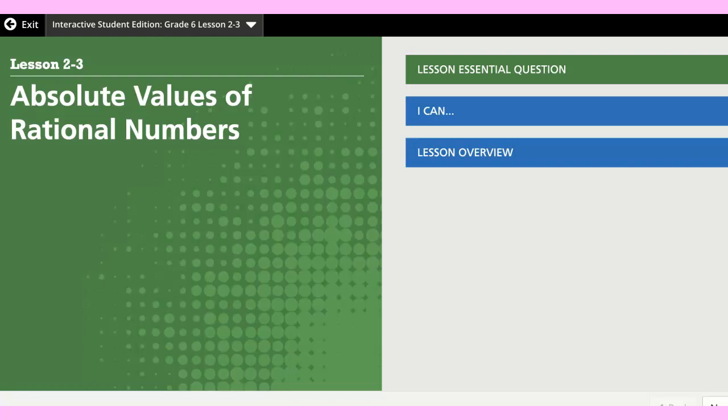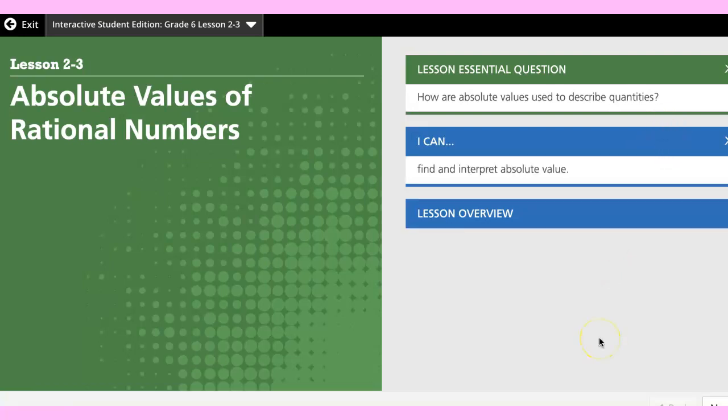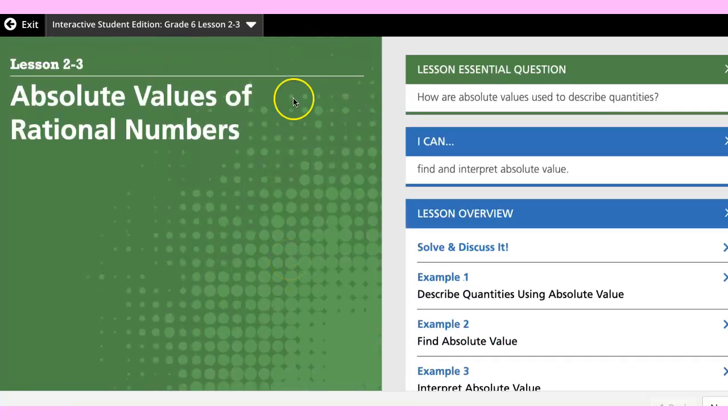Hi everyone, we are here for our 2.3 lesson, Absolute Values of Rational Numbers, and this is from enVision. Our essential question: how are absolute values used to describe quantities? You know that you can find and interpret the absolute value. Our overview for this time: we will solve and discuss a problem, describe quantities using absolute value, find the absolute value, and interpret what absolute value is.